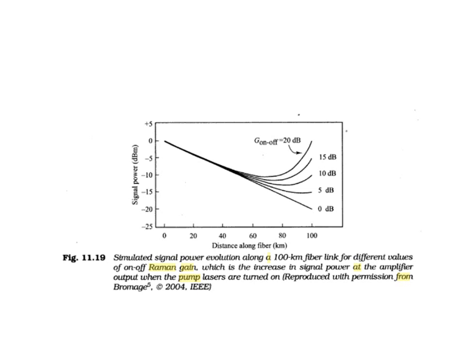5 nanometer. This is the stimulated signal power along the distance along the fiber. So as you increase the signal, there is a decrease in the gain signal power. This is the stimulated signal power evolution along a 100 km fiber link for different values of on-off Raman gain. On-off Raman gain: when the pump power is turned on, whatever gain we obtain is called the on-off gain. It is around 20 dB. So this is the signal power with the distance.